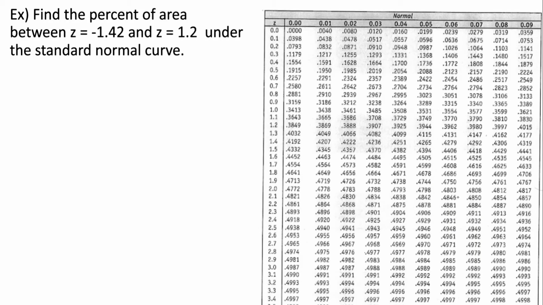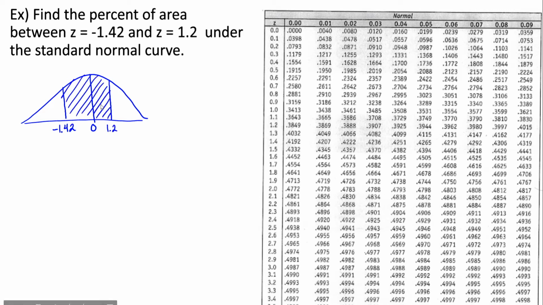There's another problem. Here we want to find the percent of area between z is equal to negative 1.42 and z is equal to 1.2 under the standard normal curve. First thing we would do is draw our picture. Put our mean directly in the middle. Now the z-scores they gave us were negative 1.42, so that's going to fall below the mean, and z is equal to positive 1.2, that will fall above the mean. And now we're going to shade in this area.